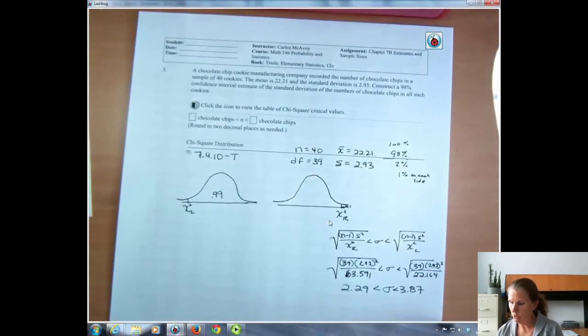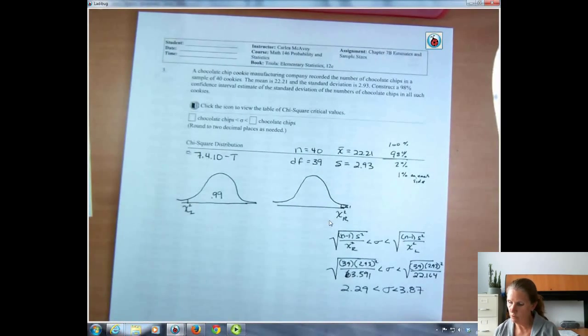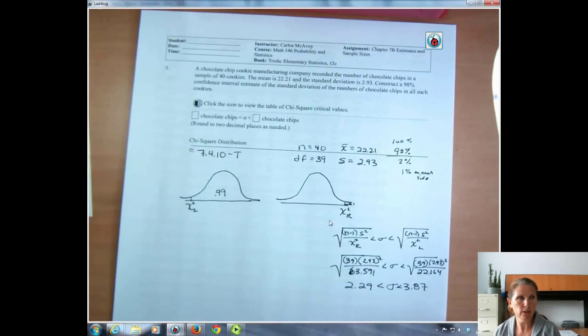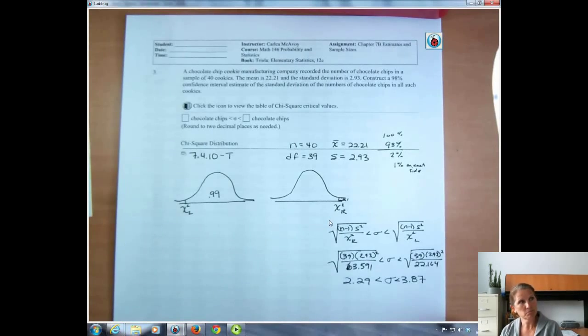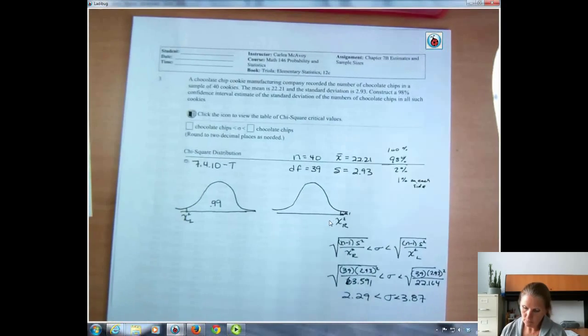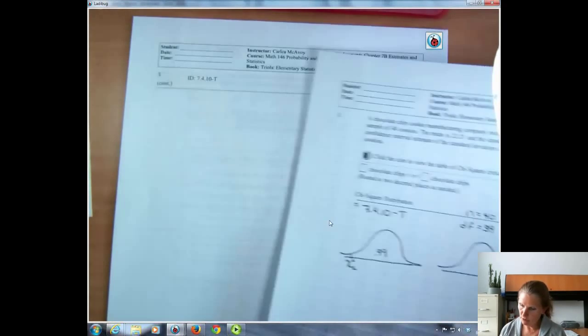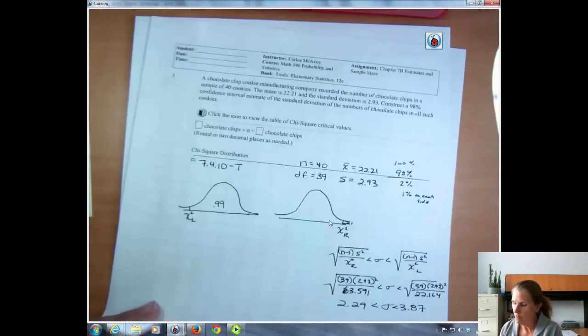98% is 2%. 2% on each side is 1%, so 0.99 and 0.01. Yeah, that's how I get that. That's what I'm getting. All right, let's move on to 7.4.10.